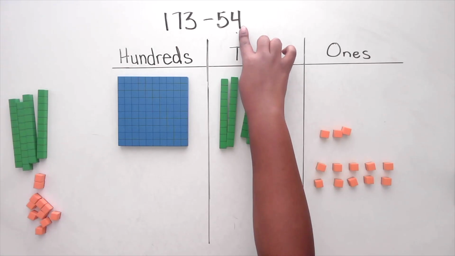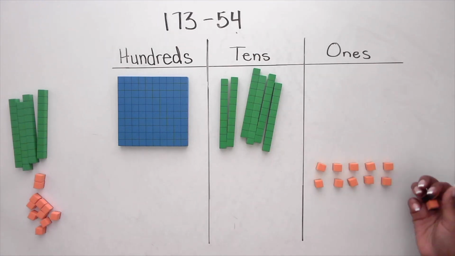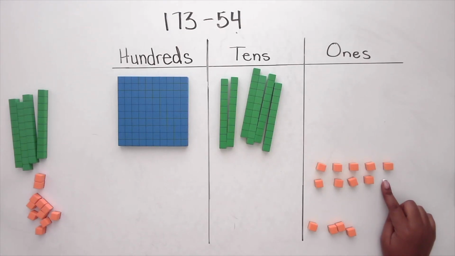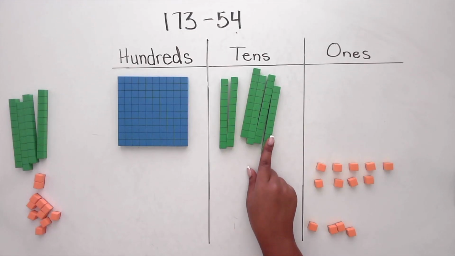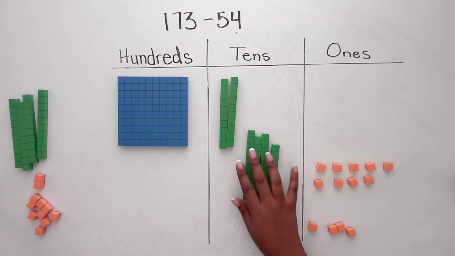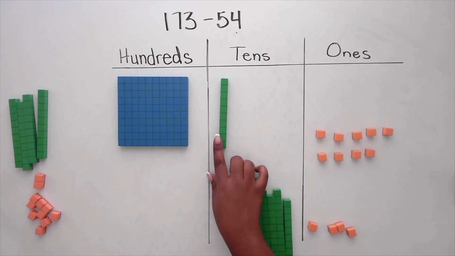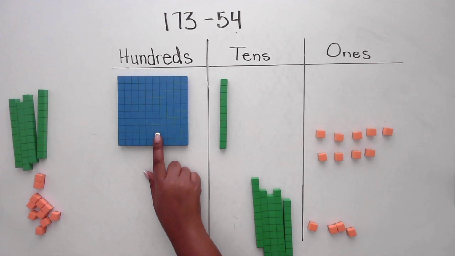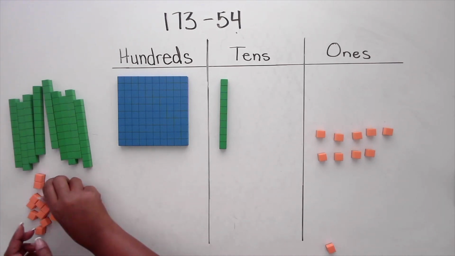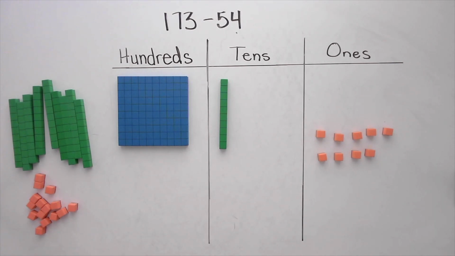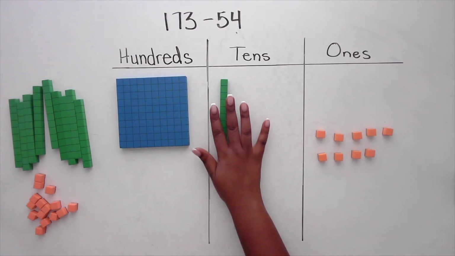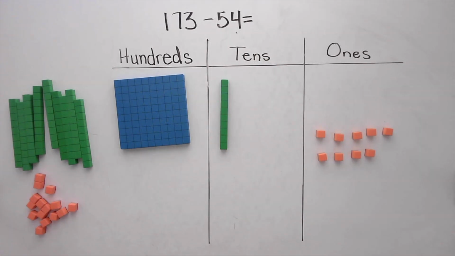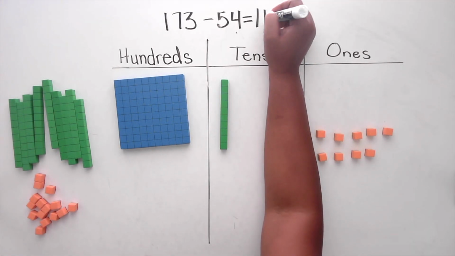I'll subtract 4 units, leaving 9. Then I'll subtract 5 rods from the 6 rods I have left, leaving 1 rod. In the hundreds place, the 1 flat is still there. That means what's remaining is 119. So 173 minus 54 equals 119.